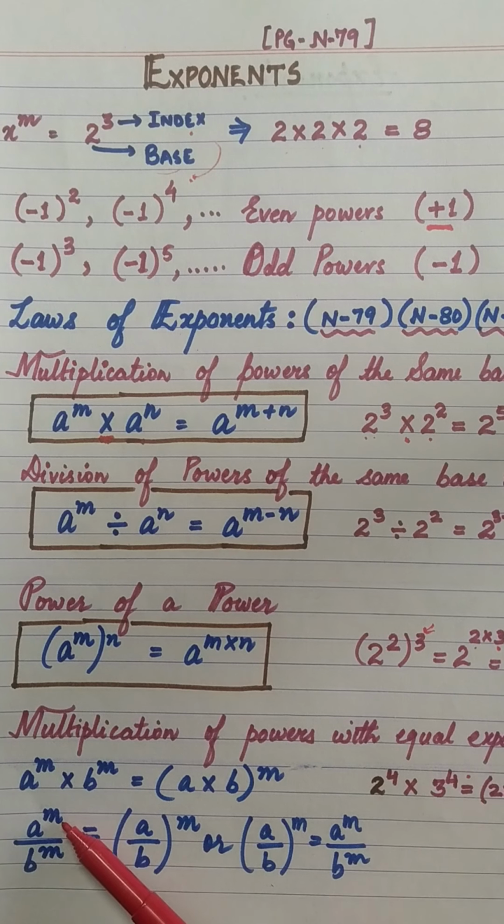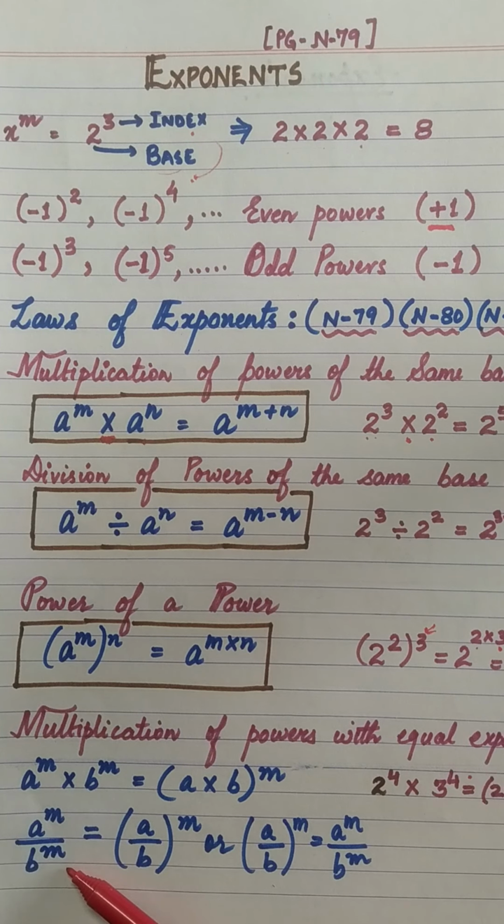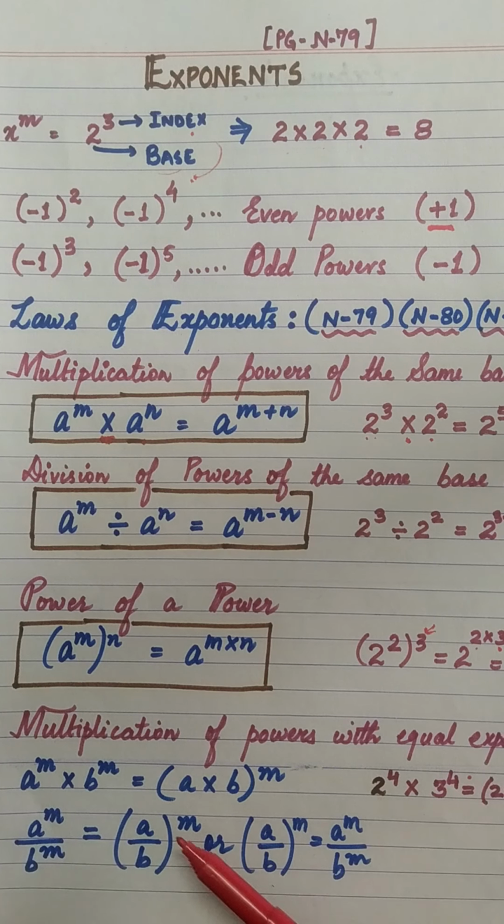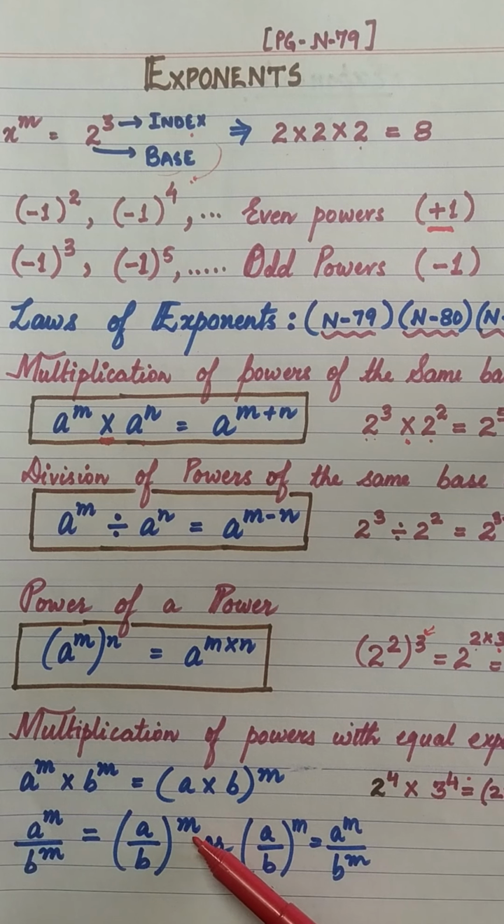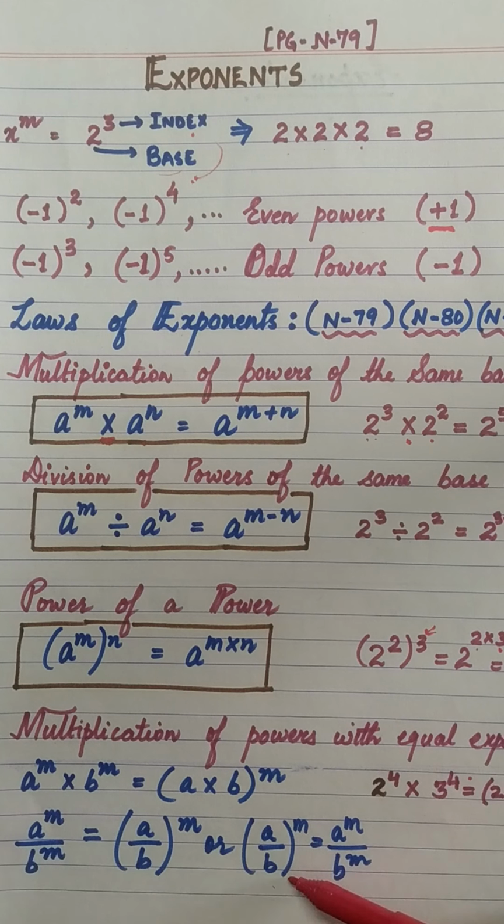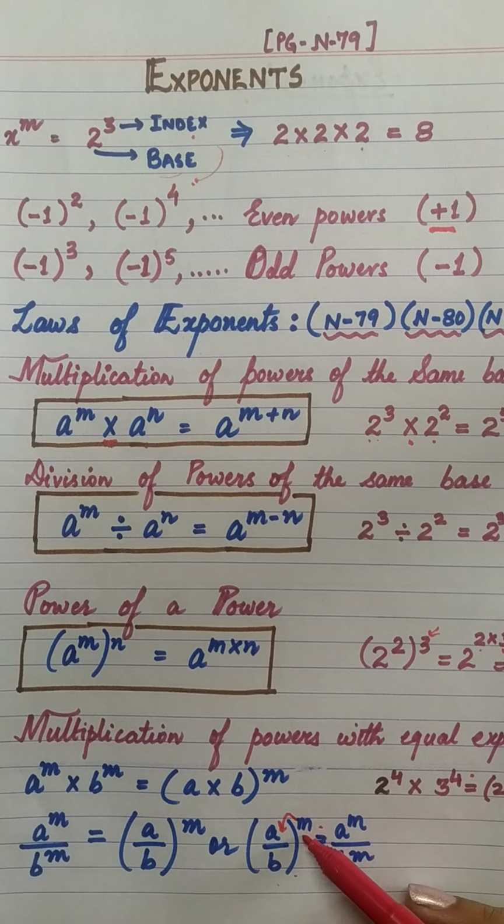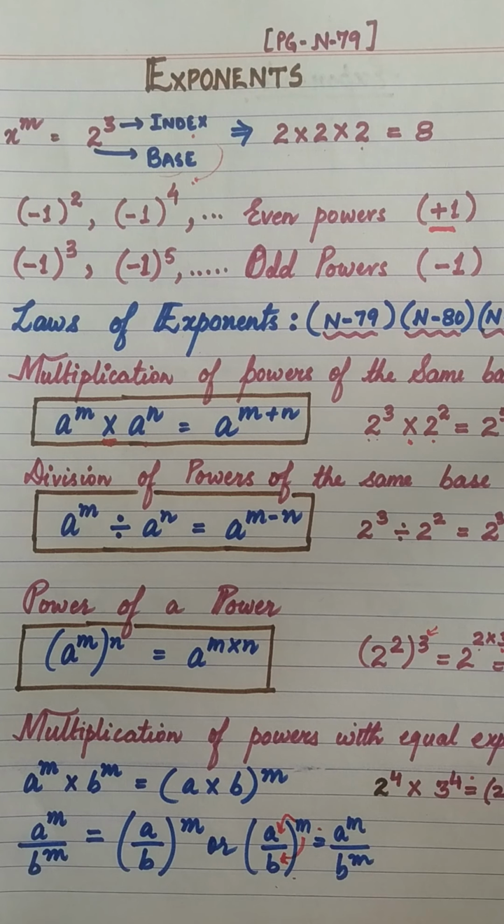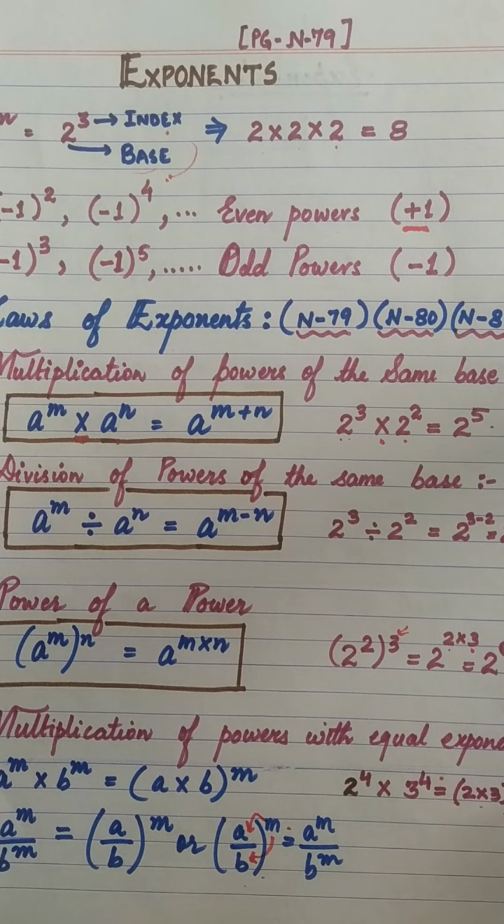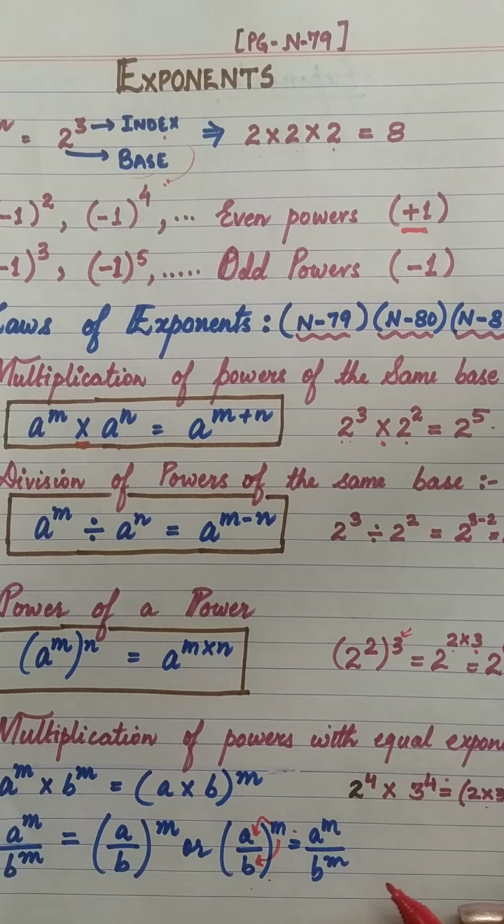Same way, a to the power m divided by b to the power m. If the power is same and there is a division sign in between, so a by b whole to the power m. Or if a by b whole to the power m is given, that means this power applies to both a and b. So we can write it as a to the power m upon b to the power m.